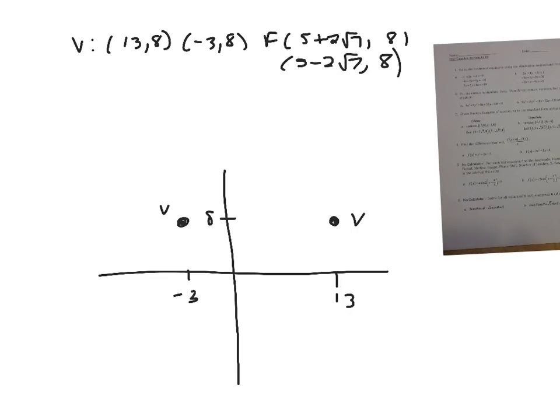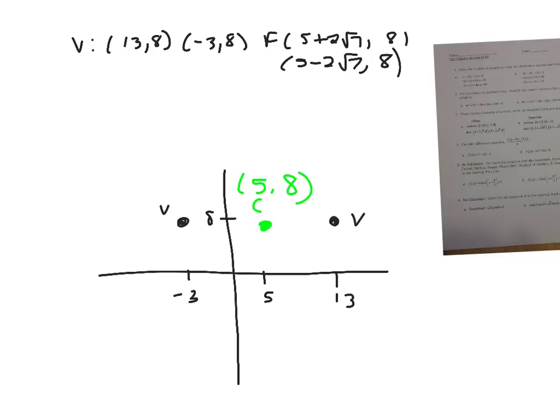Okay, so I have vertices (13, 8) and (negative 3, 8). So I graph them, (13, 8) and (negative 3, 8). So you have to find the center. From negative 3 to 13, that's a total of 16 units. So half of 16 is 8. That means I need 8 on either side of the center. So let's say 13 minus 8 is 5. So we're going to be here at 5. So that's going to be my center here. And that center is going to be (5, 8).